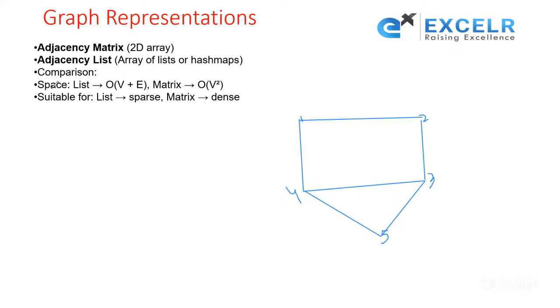Now let me put some weights on this graph with red color. Let us suppose it is 6, it is 7, it is 8, it is 4, it is 9, it is like suppose 10. Now, can anyone tell me what would be the size of the matrix for this? Yes, what is the size of the matrix for this graph?